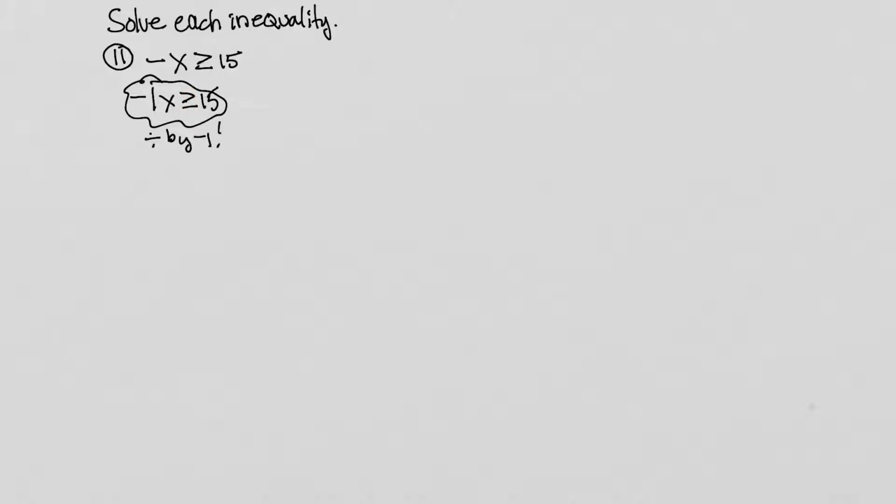So -1 divided by -1 on the left is just 1, so we'll get x now less than or equal to 15 over -1. So x is less than or equal to -15.